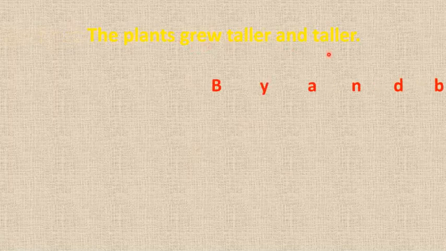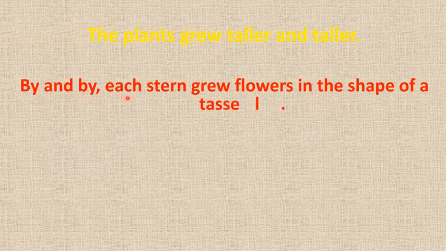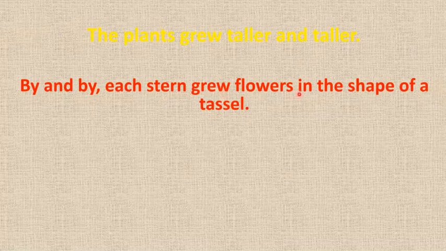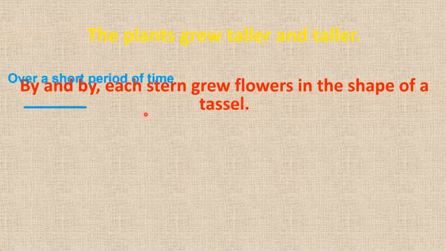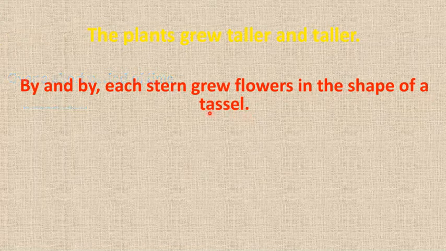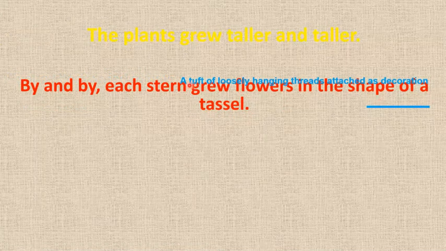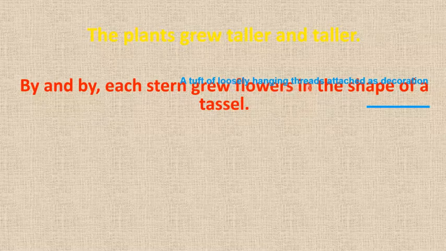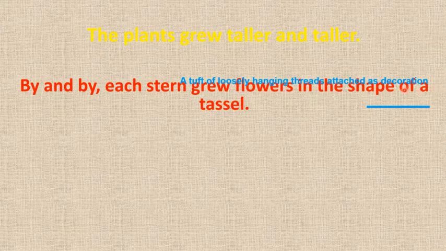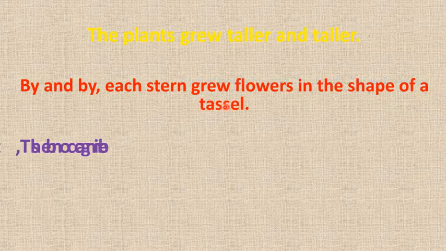Then the plants grew taller and taller. By and by, over a short period of time, each turn grew flowers in the shape of a tassel. What is a tassel here? A tuft of loosely hanging threads attached as decoration. Tassel, that means tassel.